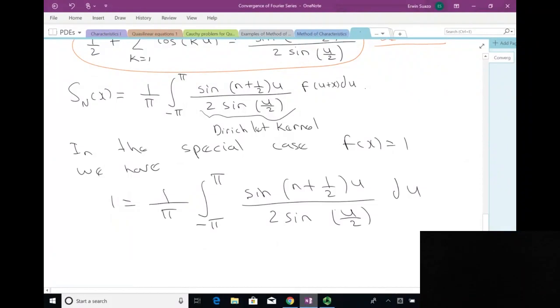Okay, so let's continue with our proof. So we were saying that in the special case when f of x equals 1, so this guy is 1, this integral just stays the same, but instead of f of u plus x we have 1. But now this integral should be equal to 1, so that's probably detail 2.